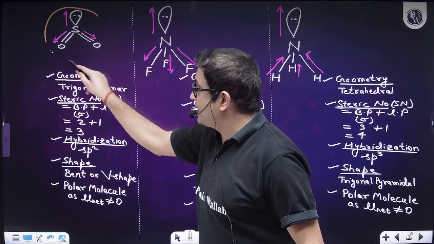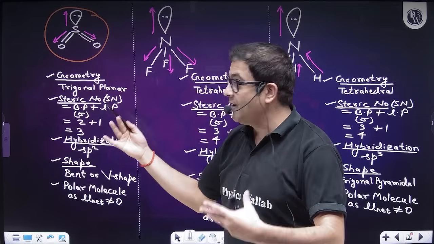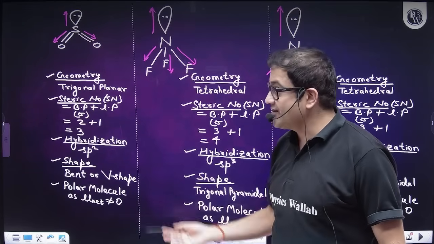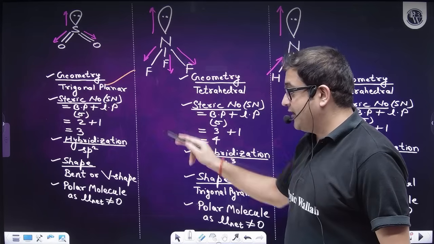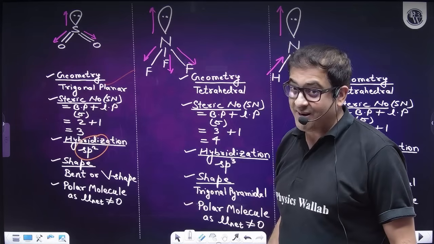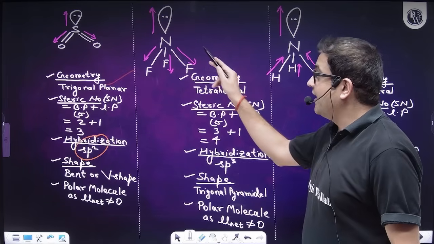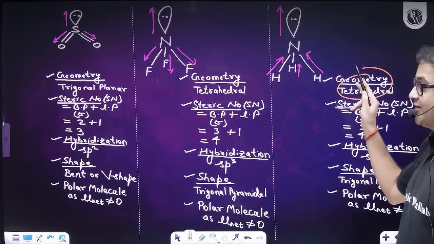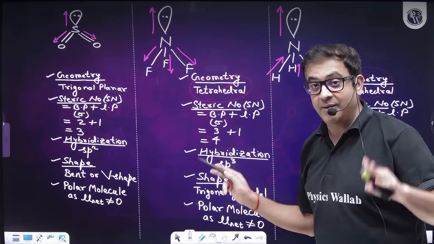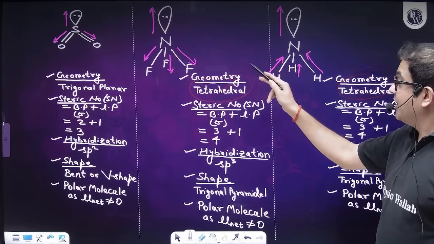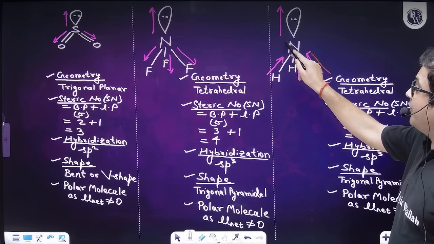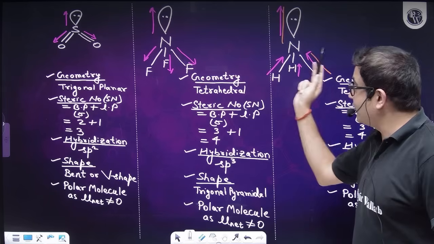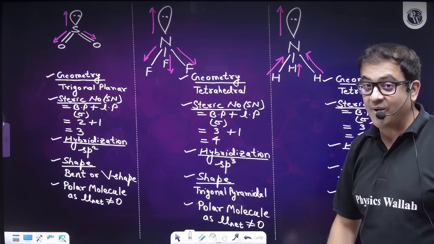First is SO2, which is definitely polar because it has a net dipole moment, because it is not a symmetrical structure, with trigonal planar geometry and sp2 hybridization, but how many lone pairs does it have? Only one. Then comes ammonia and NF3, both have tetrahedral geometry because steric number is 4, one lone pair and 3 bond pairs. But yes, because in ammonia the dipole moment vectors are getting added up, it is highly polar as compared to NF3, but both of them are definitely polar, having one lone pair.